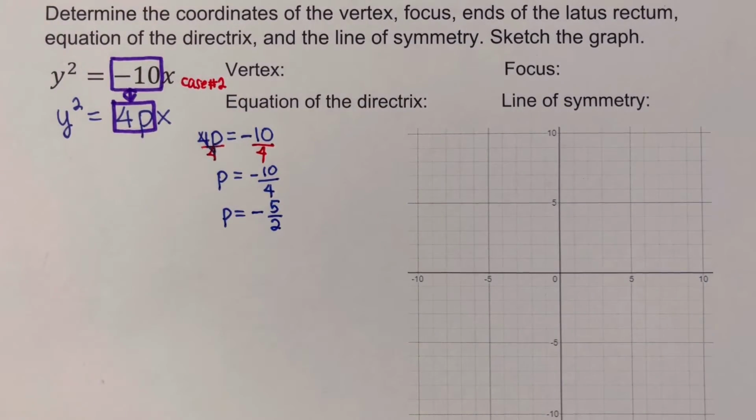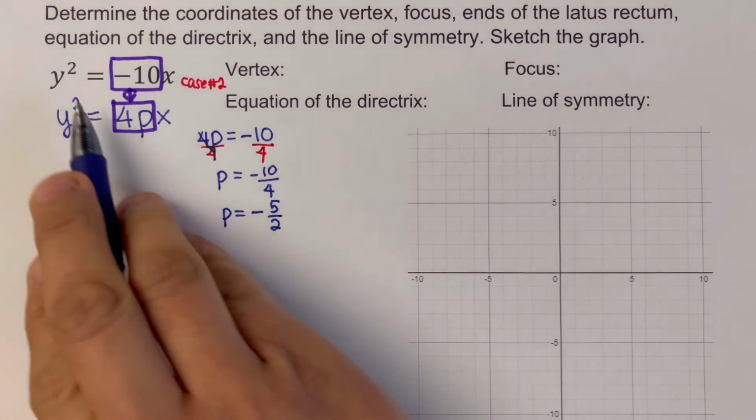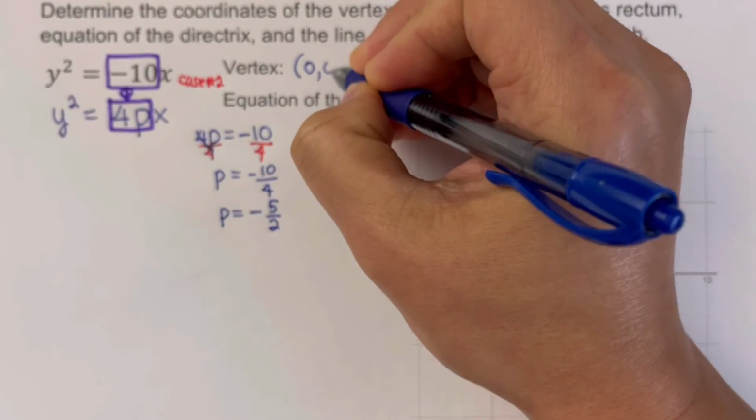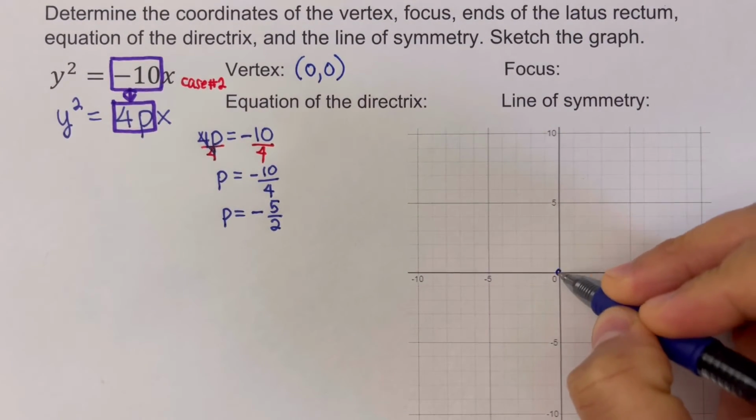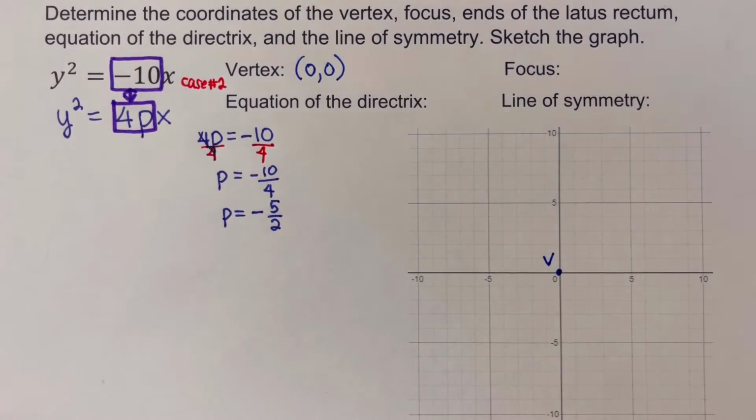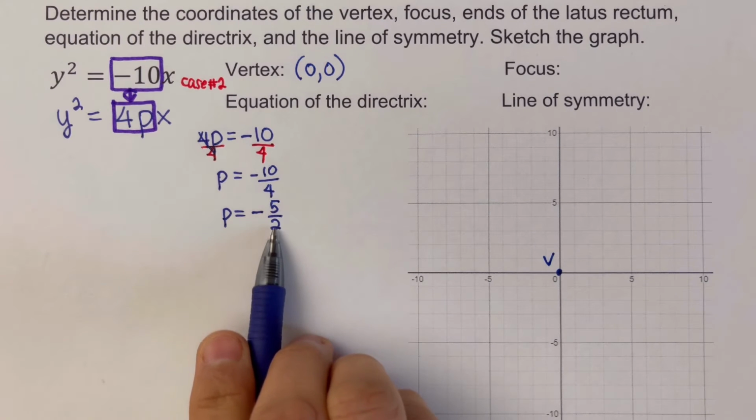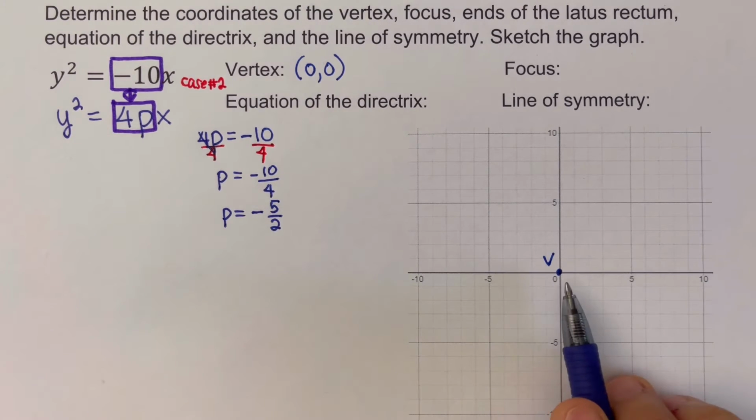So our p value is negative 5/2. So that we go ahead and sketch the graph. We remember that given this equation right here, our vertex is at the point of origin at 0, 0. So I'm just going to go ahead and label that down here. That's the vertex. Our focus is negative 5/2, or p units from the vertex.